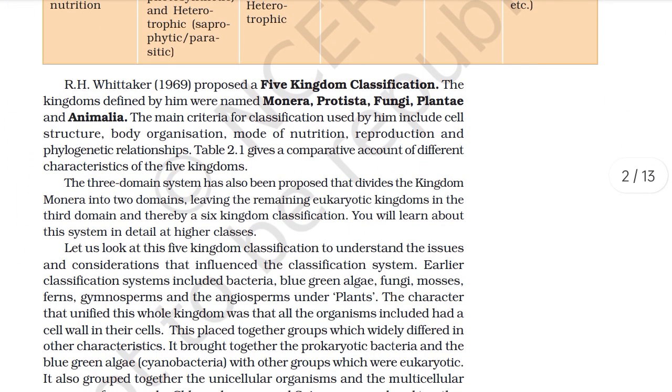R. H. Whittaker, 1969, proposed a five-kingdom classification. The kingdoms defined by him were Monera, Protista, Fungi, Plantae, and Animalia. The main criteria for classification used by him include cell structure, body organization, mode of nutrition, reproduction, and phylogenetic relationships. Table 2.1 gives a comparative account of different characteristics of the five kingdoms.